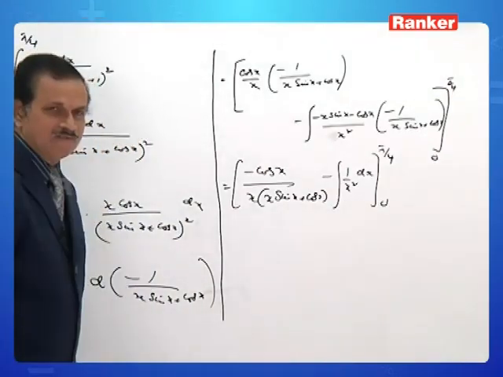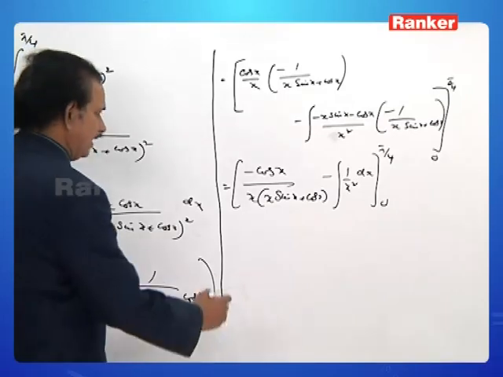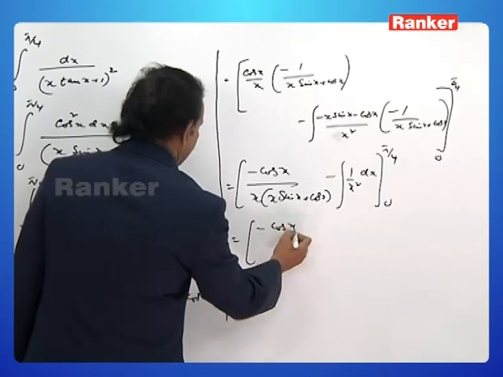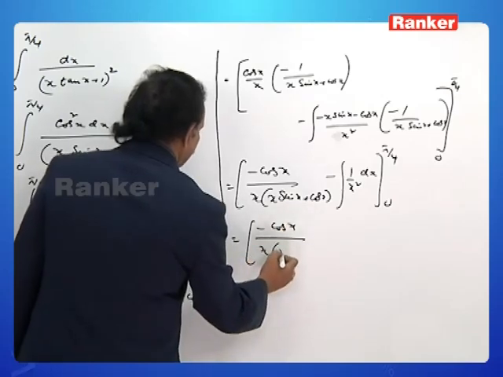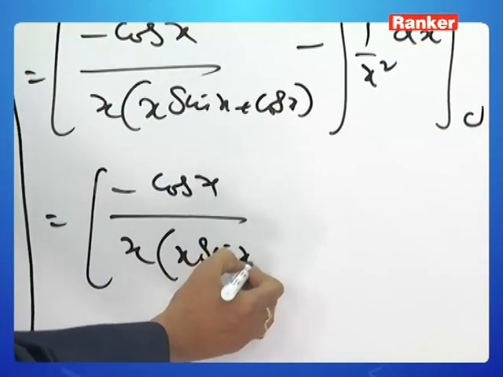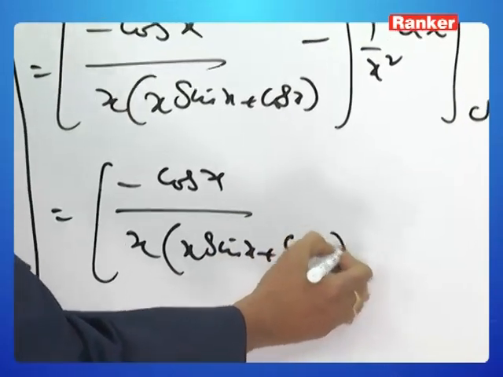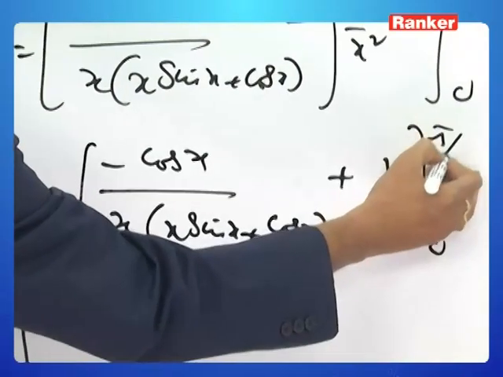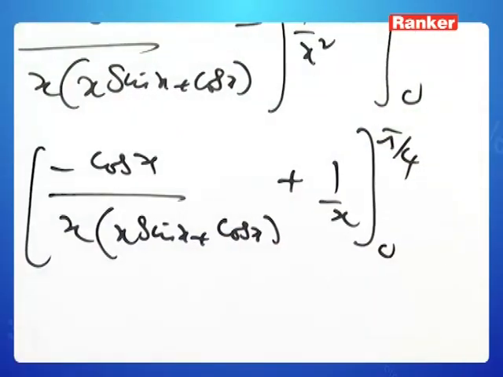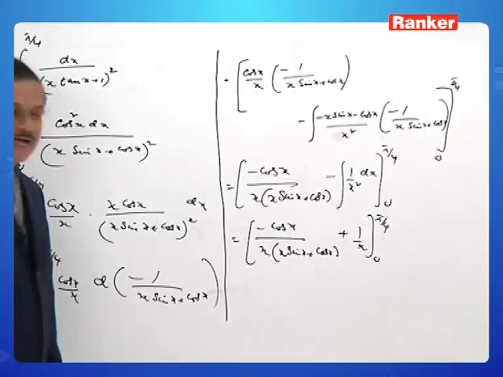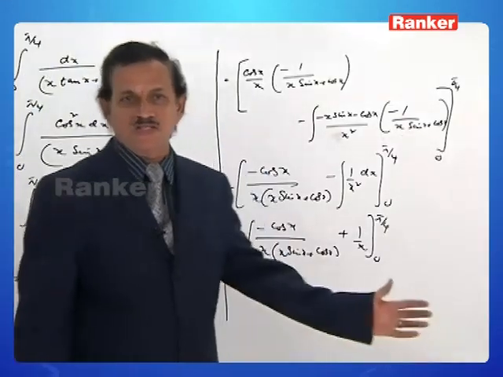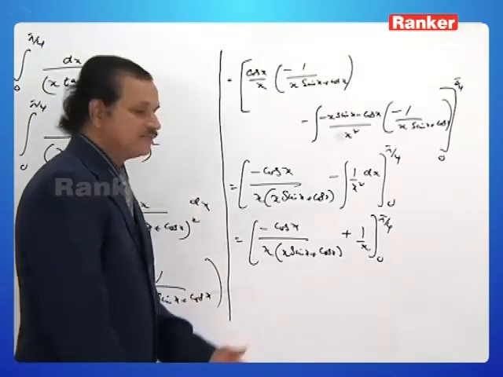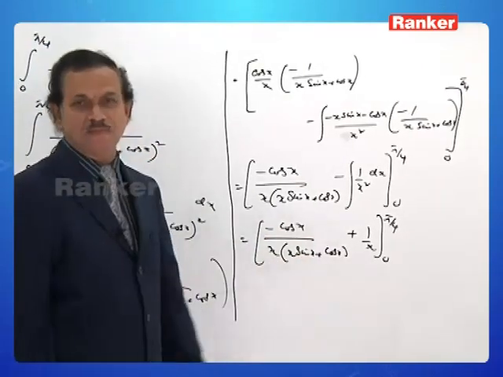Again, the integral of 1 by x square is minus 1 by x. So, this is minus cos x by x into x sin x plus cos x plus 1 by x between the limits 0 to pi by 4. We are coming to an end to conclude the answer. We have almost reached the climax step. Well, we can still simplify the expression involved in the bracket.